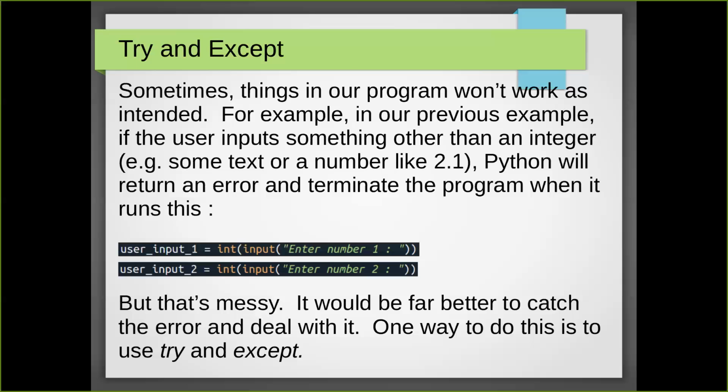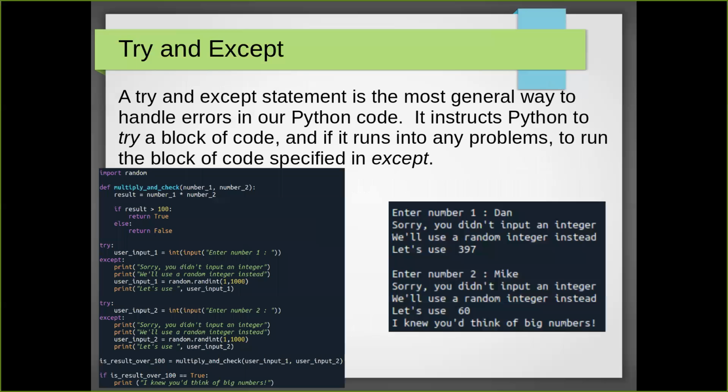And one way to do that is to use, in Python, a try and except statement. Basically, a try and except statement is just a way to tell Python to try doing a block of code, but that if anything goes wrong within that block of code in the try statement, to then run the block of code in the except statement. Okay, so here's an example.